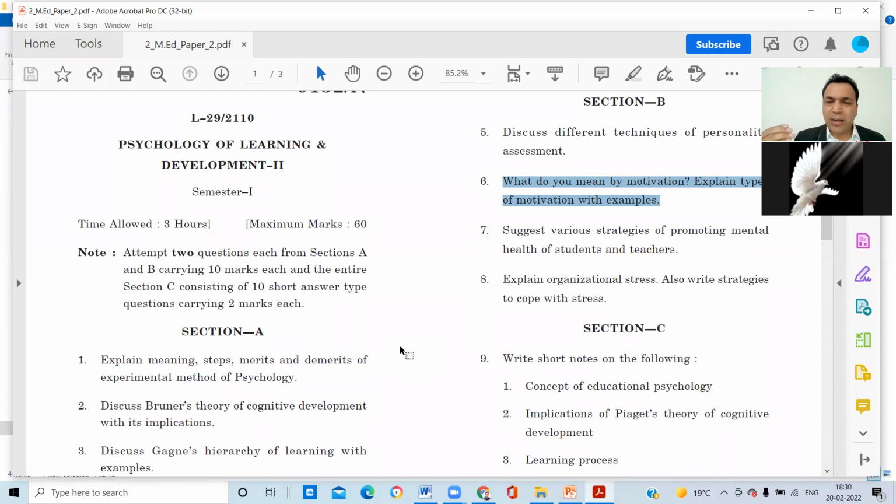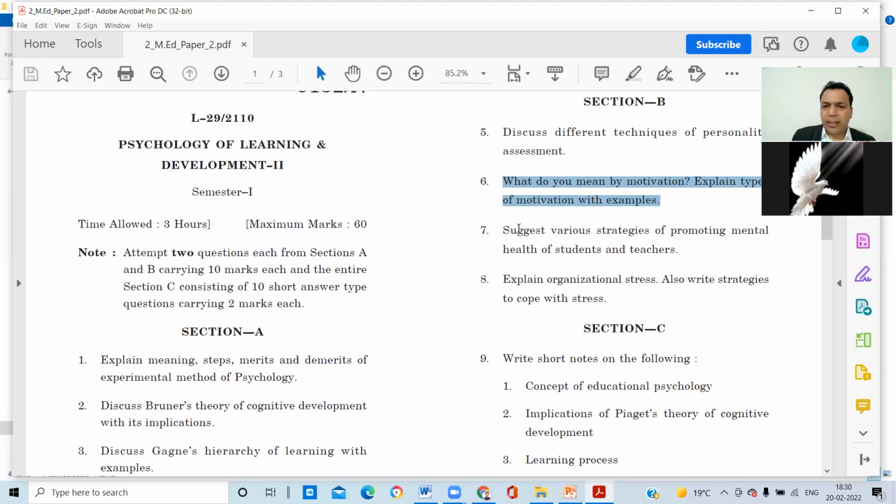Means I want to say, the more you make the point, the more you underline the point, the more you stretch your answer, the more marks you will get, right? The less you write, you will get very less marks. So guys, try to select the question which is stretchable.